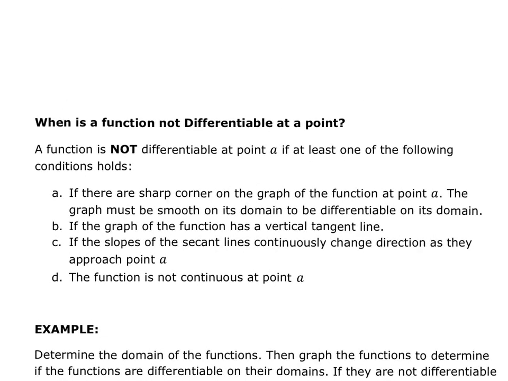So again, I can't differentiate at a corner. I can't differentiate at a vertical tangent. I can't differentiate if the slope of the secant is changing directions quickly. And of course, I can't differentiate unless it's continuous. Those are the 3 places, or the 4 places, that must happen for me to be able to differentiate it. No corners, obviously no jumps, it has to be continuous. No corners, no vertical tangents, and no quick oscillations.